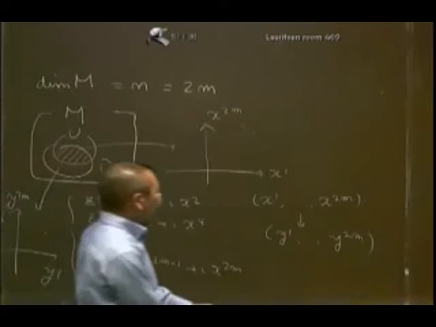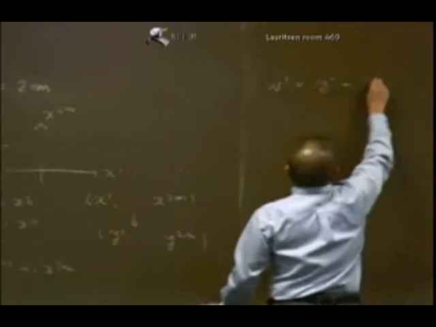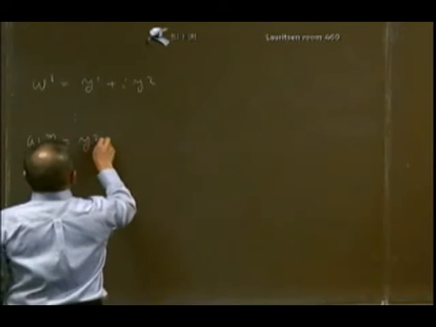So we can introduce another set of coordinates, w1 is equal to y1 plus i y2, etc., wm is equal to y2m minus 1 plus i y2m. So we have these coordinates z1 to zm and w1 to wm.